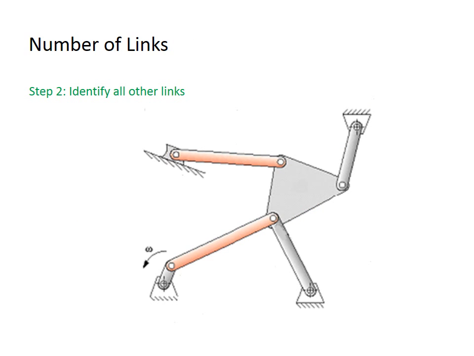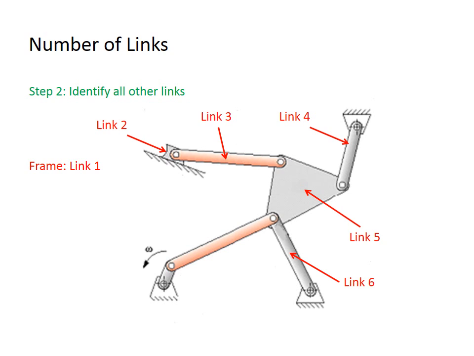The second step is to identify all other links. As you remember, a link is a rigid body that possesses at least 2 nodes which allow the link to be attached to other links in order to transmit motion and forces. Link 1 is a frame, as we mentioned. This is link 2, which is a slider. Link 3, link 4, link 5, and you can see that this link has more than 2 nodes. It has 3 nodes. Link 6, link 7, and link 8. So the total number of the links is 8.